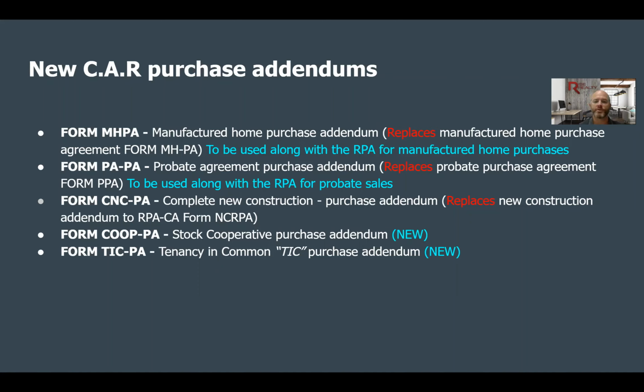Complete new construction purchase addendum. That's replacing an old addendum. So that's been revised and updated into a new one. And then they added in 2 new ones, stock cooperatives and Tenants in Common, which are referred to as TICs. Those have purchase addendums to the RPA.